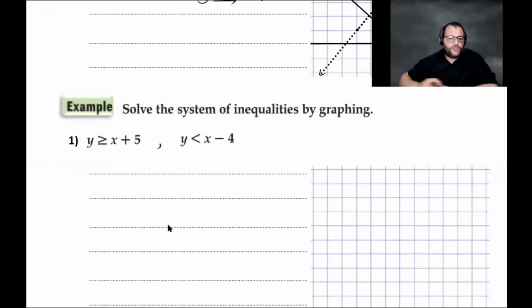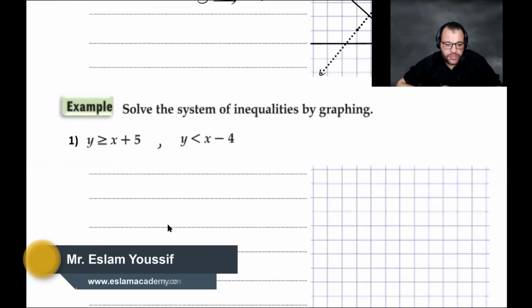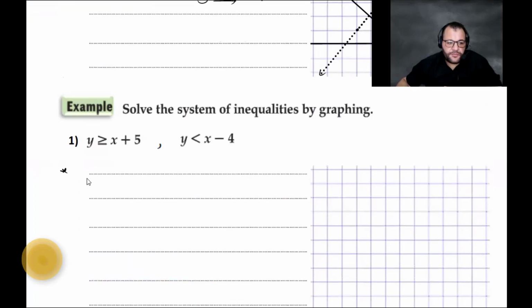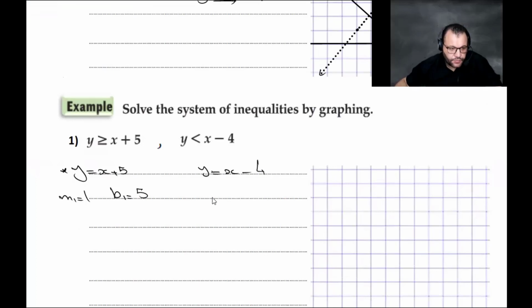Okay. Now we need to solve the system of inequalities. The first one, y is greater than or equal to x plus 5, and y is smaller than x minus 4. So what is the first step? Turn into equations. So y equals x plus 5, and we find that m1 equals 1 and b1 equals 5. y equals x minus 4, m2 equals 1, and b2 equals negative 4.